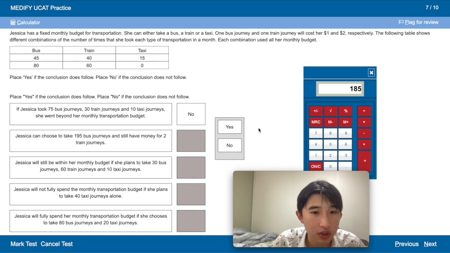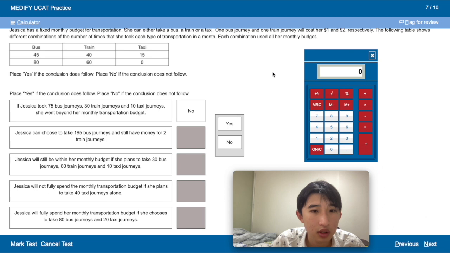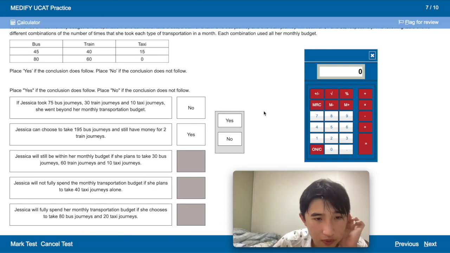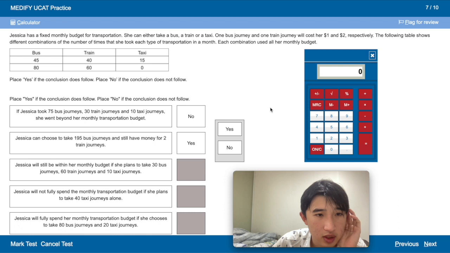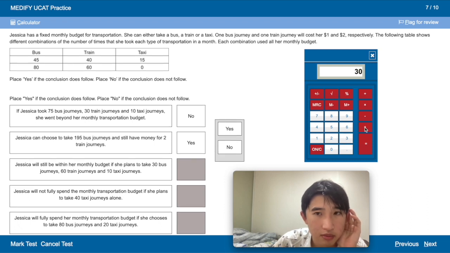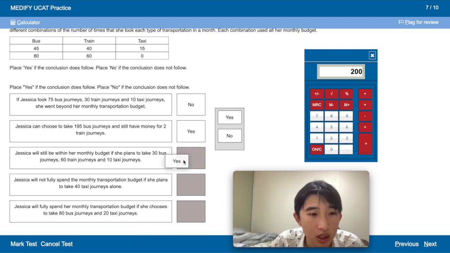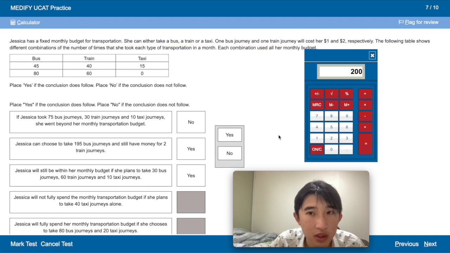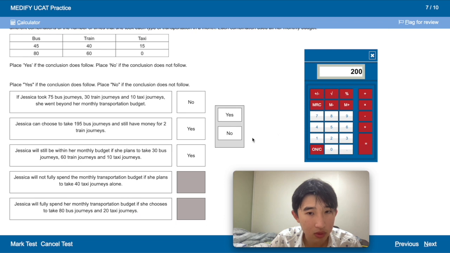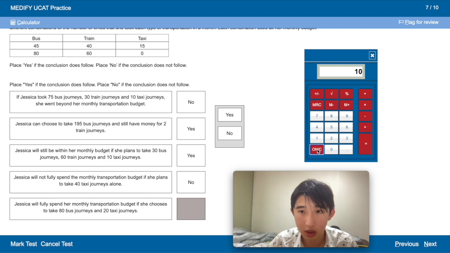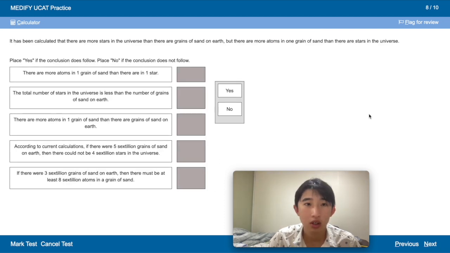Choose to take 195 bus journeys. Alright, 195 and still have... yes, she'll still be within it. If she plans to take 30 bus journeys, so that's 30, 60, plus 120 plus 50, still yes, within her monthly transportation budget. It's 40. Nope, she will. 40, spend 80 bus journeys, so 80 plus 20, 100, nope. Right.